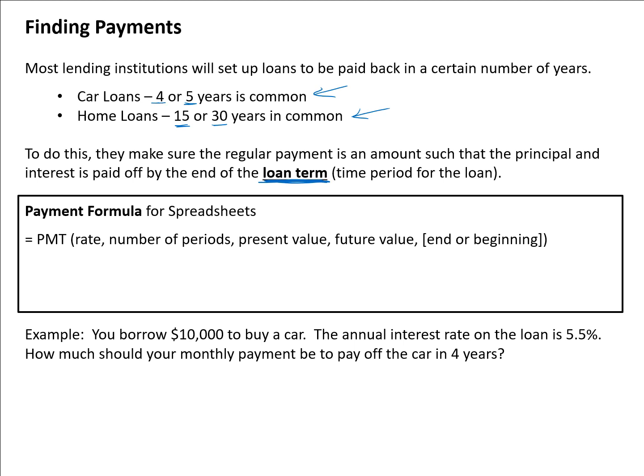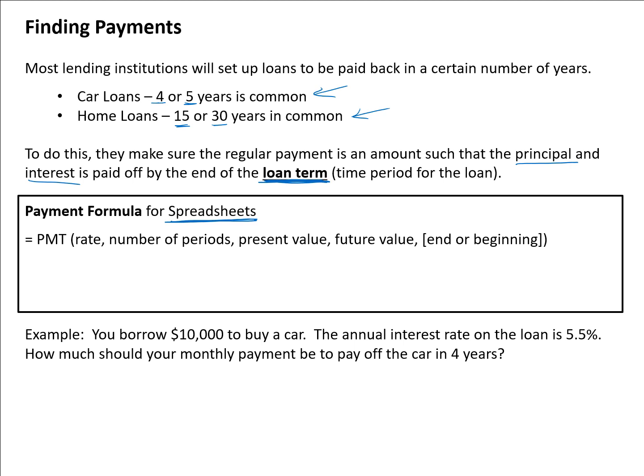Now, to work out that exact amount to pay each month so that the principal and the interest is paid off in an exact amount of time, exactly 4 years or exactly 5 years or exactly 15 or exactly 30, you need a pretty complicated equation. But we're going to go a slightly different route. We're going to use a spreadsheet to actually work out the payment for a regular time period.